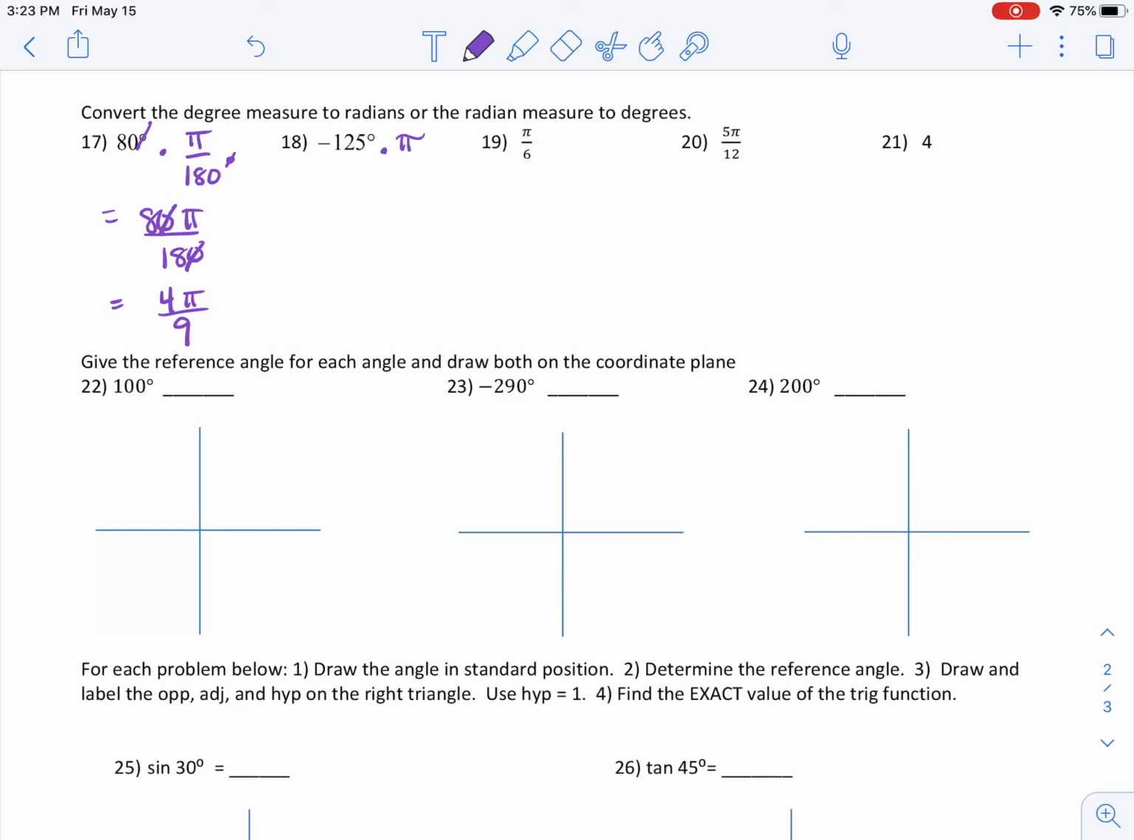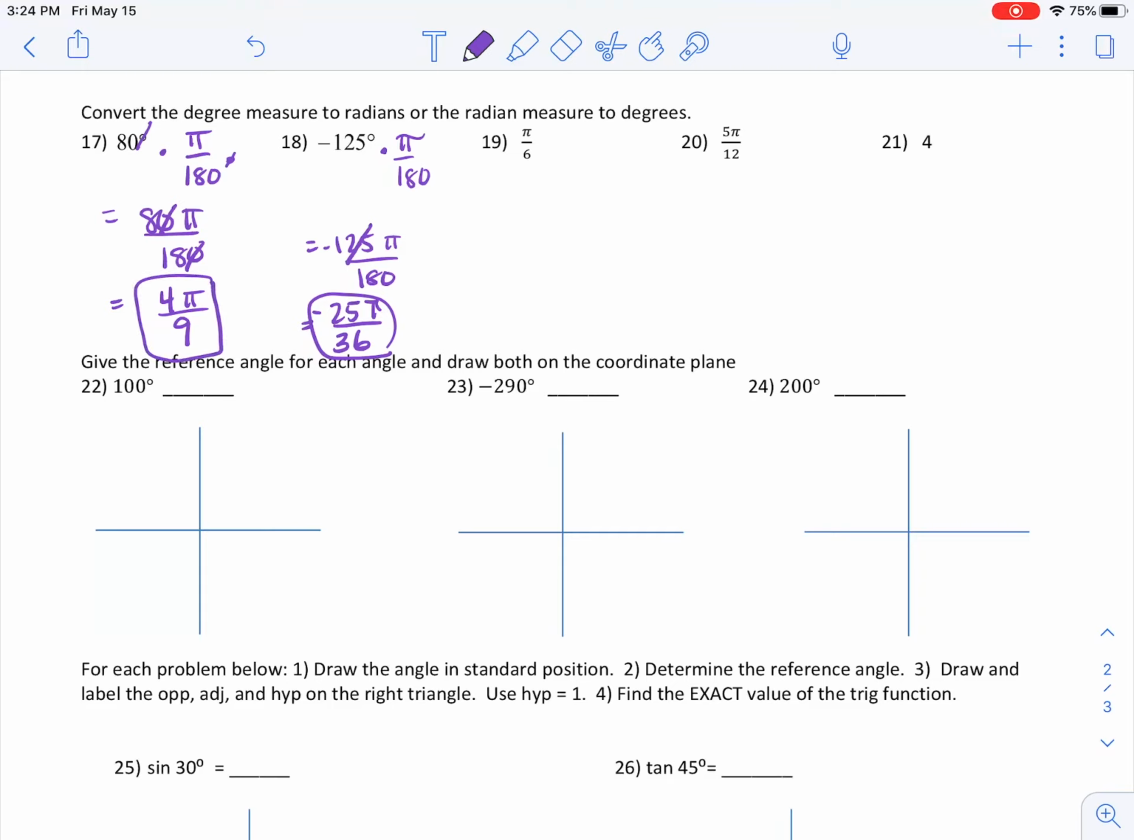Multiply by pi over 180. This will be negative 125 pi over 180. Let's see, 5 goes into each of these. How many times? 5 would go into 125 25 times, and 5 would go into 180 36 times. Okay.